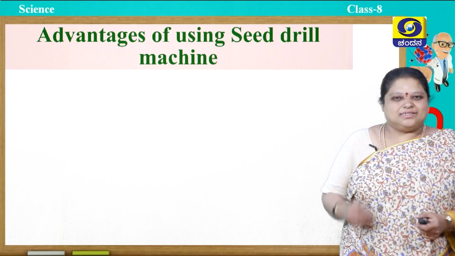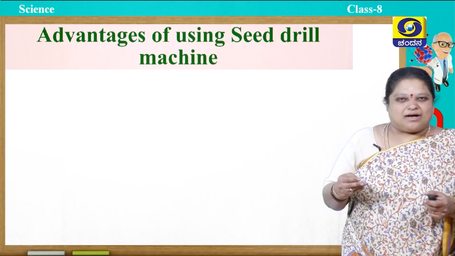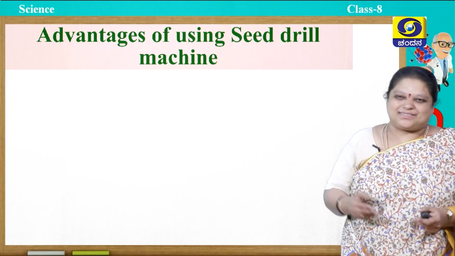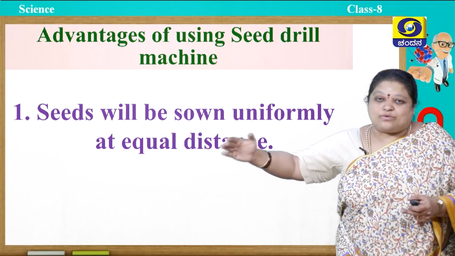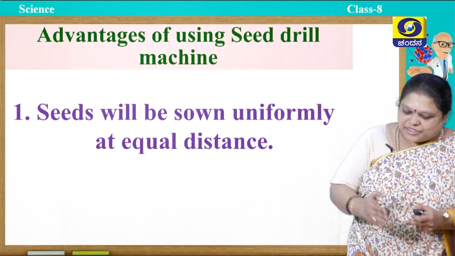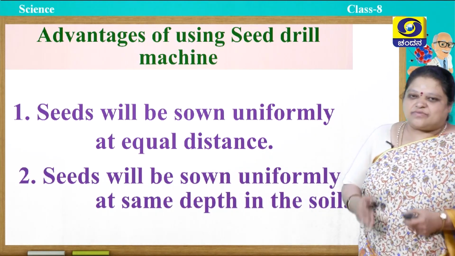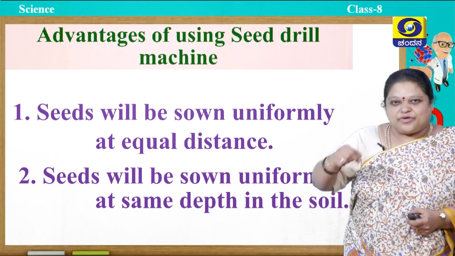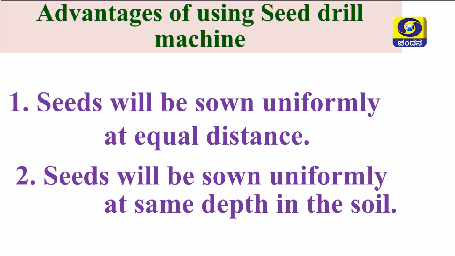So children, what is the advantage of using a seed drill machine? Compared to the traditional seed drill, they are using machinery. So what are the advantages? Let us see. Seeds will be sown at a uniform equal distance. I want you to write down, at uniform equal distances we can sow the seeds. Next is, seeds will be sown uniformly at the same depth in the soil. Whereas if you do it by hand, it might sometimes be uneven depth, but when you sow using machinery, it will have the same depth.